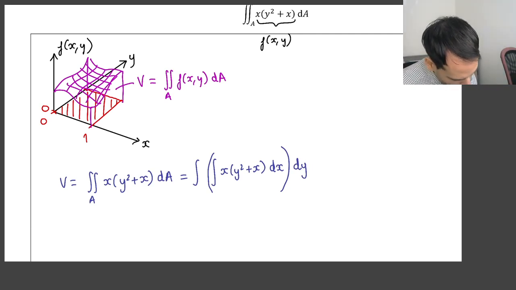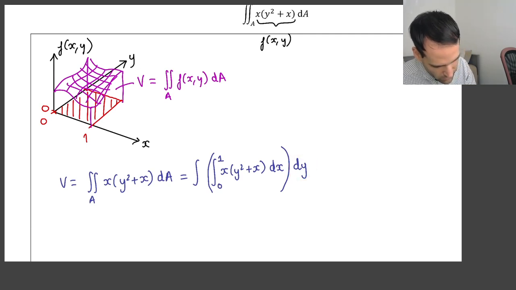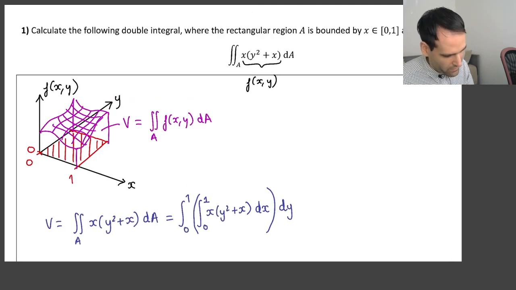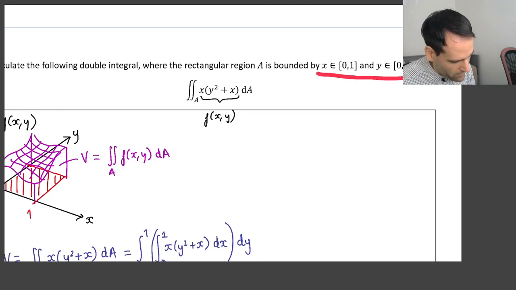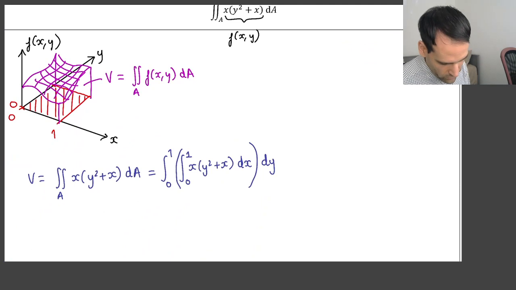So now I have to write the limits. What are the limits? So first let's look at the inner integral. So this integral is with respect to x, so the limits correspond to the values of x, which goes from 0 to 1. So we write 0, 1. And the outer integral is with respect to y, and this will correspond to the limits also 0 to 1, because our rectangular region is very simple. So now we have to do these two integrals. So it's one inside of the other, which means first we have to do the one that is inside, okay?